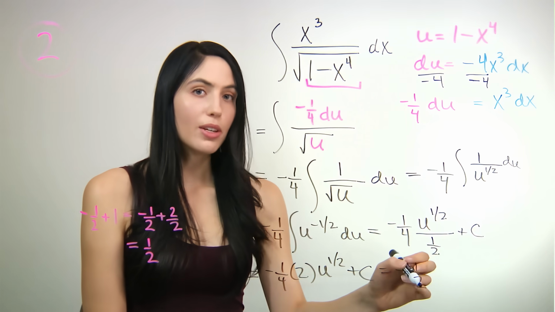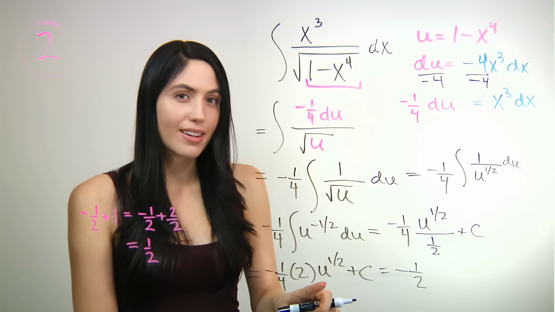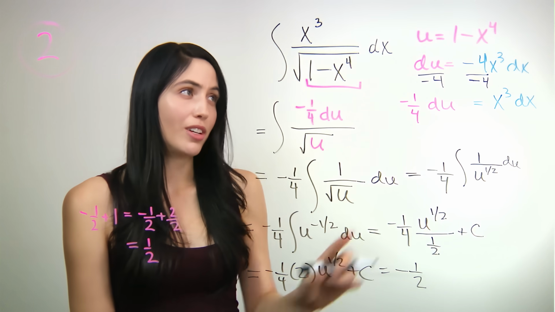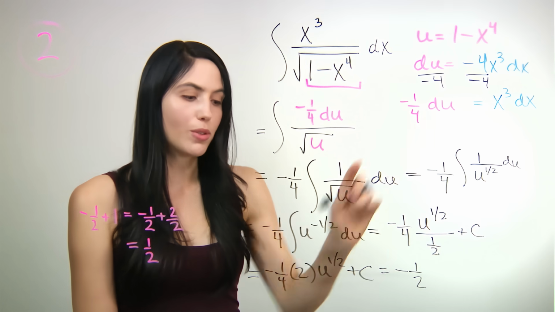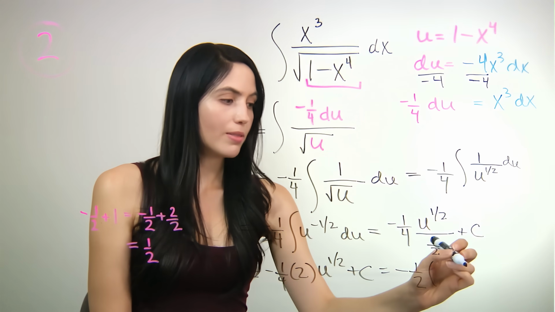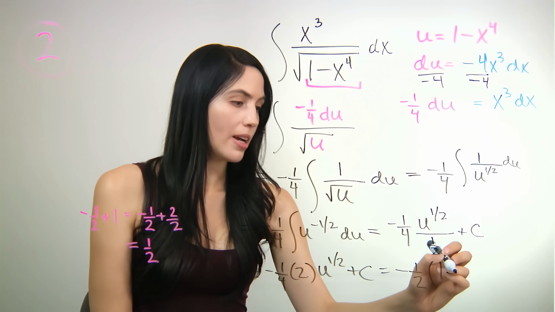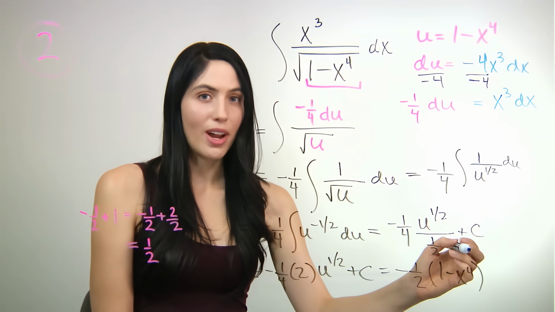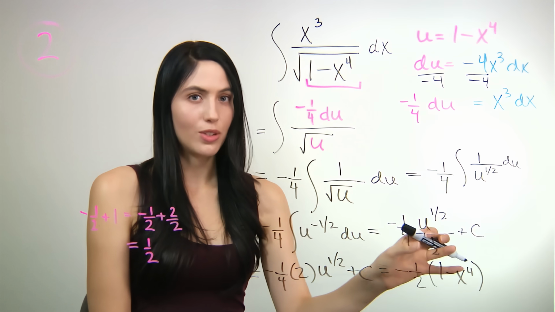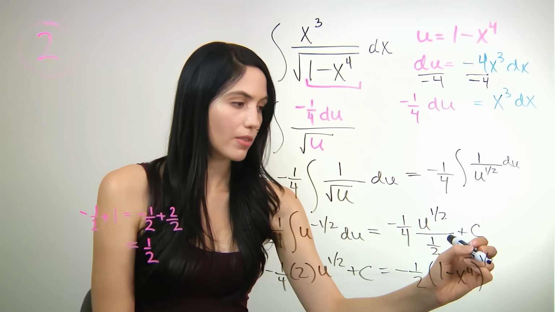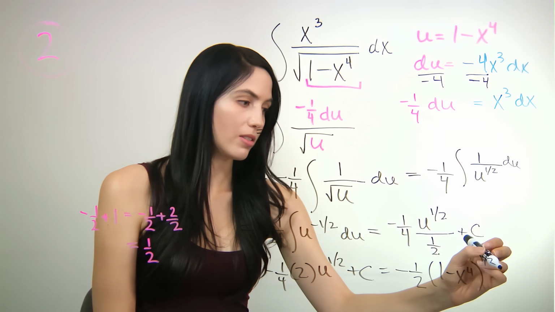But in place of u, remember you need to back substitute. Put back the original x expression that you set u equal to. So in place of u now, since you're toward the end, you're going to write 1 minus x to the 4th. All of that is raised to the positive 1/2 power. And plus c.